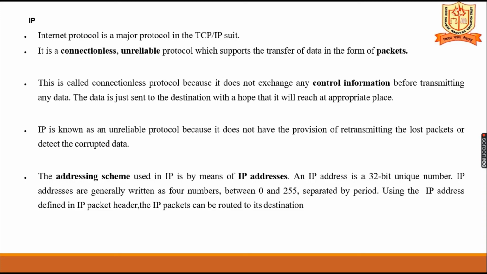An IP address is a 32-bit unique number. IP addresses are generally written as 4 numbers between 0 and 255 separated by periods. Using the IP address defined in the IP packet header, IP packets can be routed to their destination.